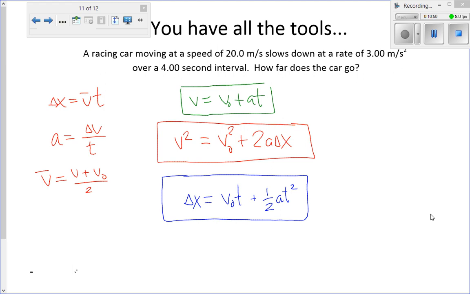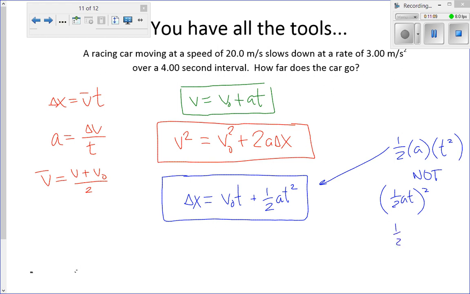Yes, memorize them. I will say that this is 1/2 times a times t squared, not 1/2 at squared, and not 1/2 times at squared. It is 1/2 a t squared. So memorize those. We'll get some practice using them when I see you next. You don't have to have them memorized by tomorrow, but it wouldn't kill you.